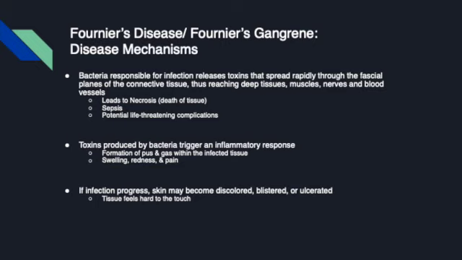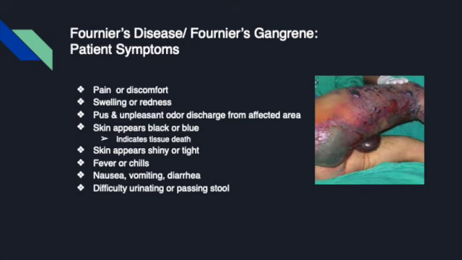Typical patient symptoms for Fournier disease include pain or discomfort, swelling or redness, and pus and unpleasant odor discharge from the affected area. The skin may appear blue or black, which indicates that necrosis is taking place, or a sign of tissue death. The skin appears shiny or tight. The patient may feel fever or chills. They may also have signs of nausea, vomiting, or diarrhea, or they will also have difficulty urinating or passing stool.